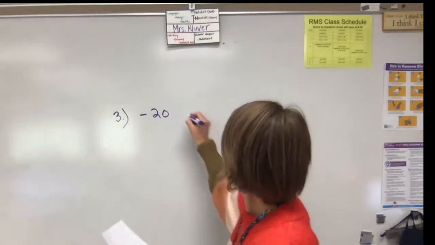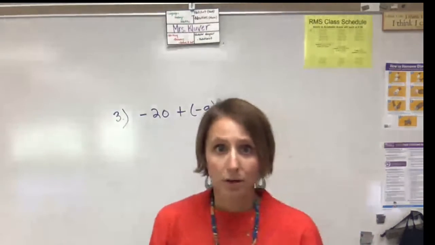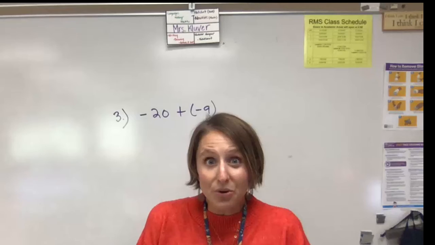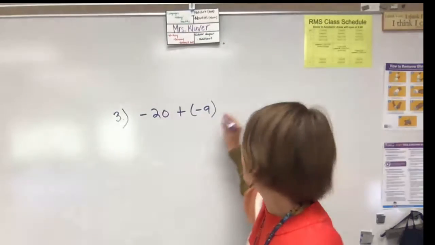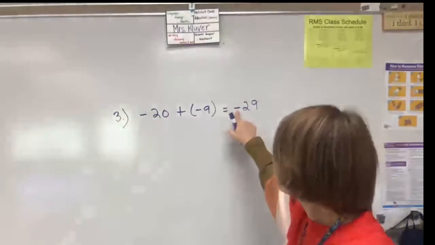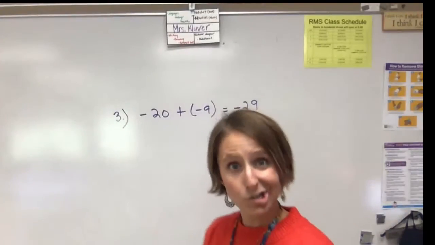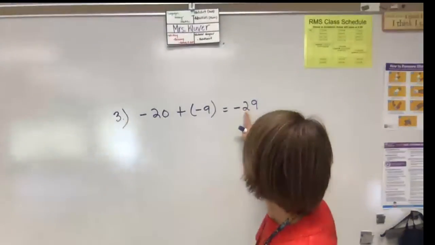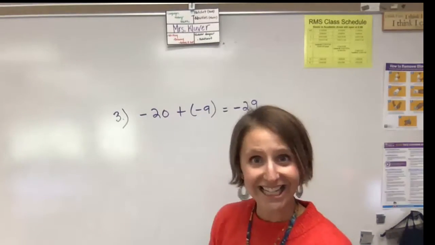-20 plus a -9. Uh-oh. Only the negative team showed up to play, right? How many total points did the negative team get? 29, and they're the only team that showed up to play. The positive team didn't show up. So the negative team has 29 points. -20 plus -9 is -29.